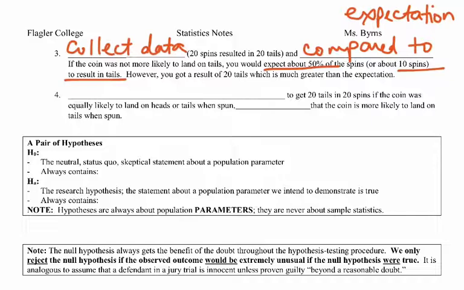However, we noticed that we got 20 tails, which is much greater than what our expectation of 10 would have been. So then we interpret that. Since it is so unlikely to get 20 tails on 20 spins if the coin was a fair coin, if it was really equally likely to land on heads and tails when spun, we concluded that the coin is more likely to land on tails when spun. There's something special about this coin based on the observation that we made.